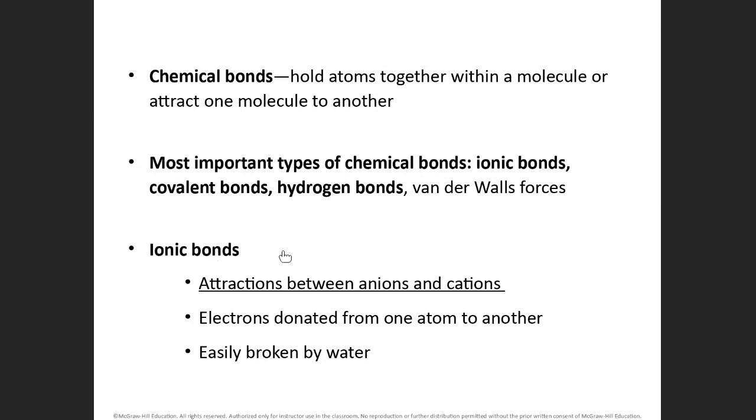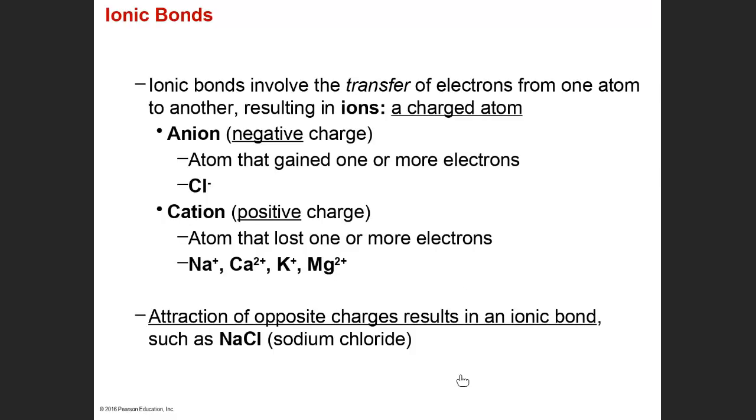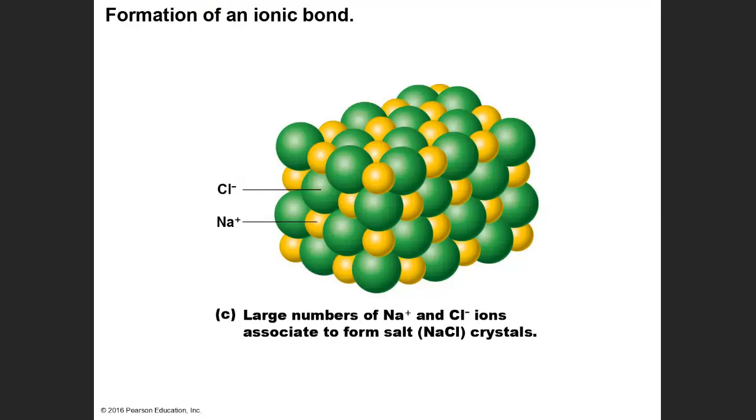What is an ionic bond? That means we have an attraction between an anion and a cation. I believe the next picture, let me just skip ahead real quick. So this is an ionic bond. What we have is an anion here, sodium, and we have a cation. Please take note of that.